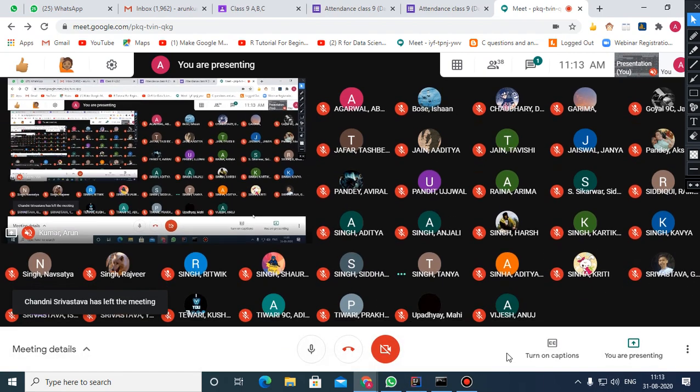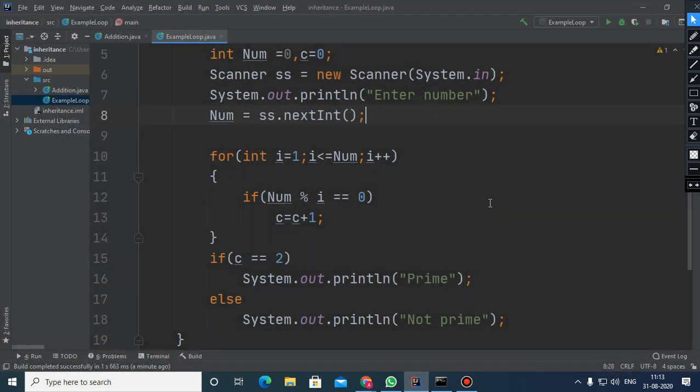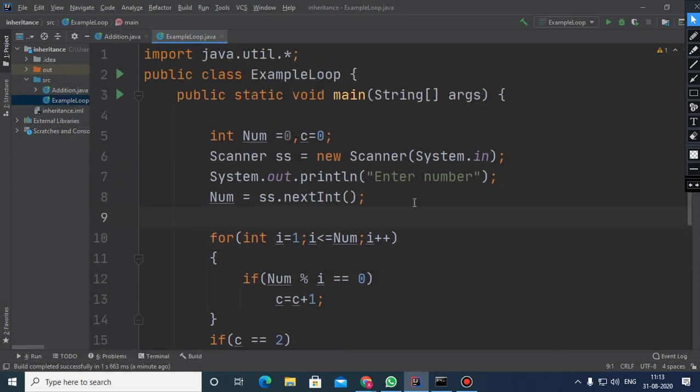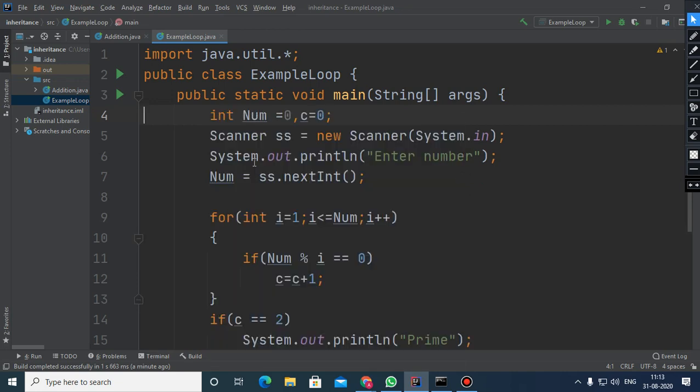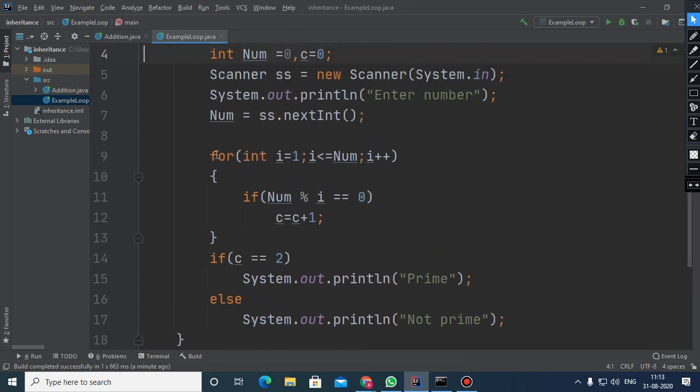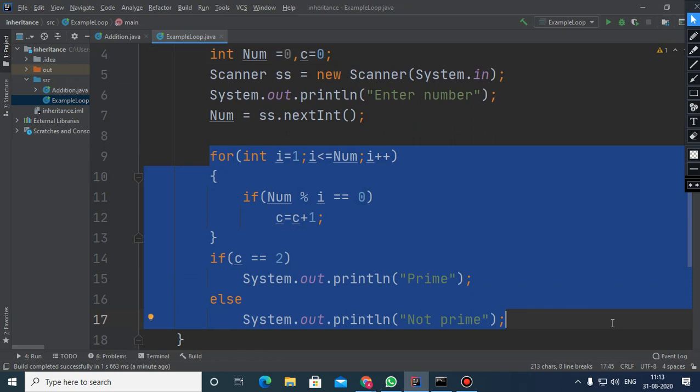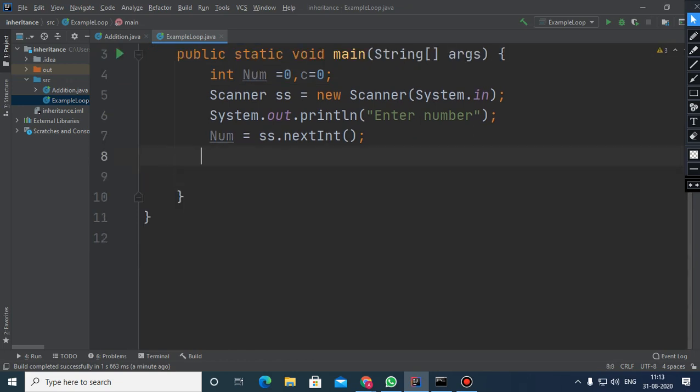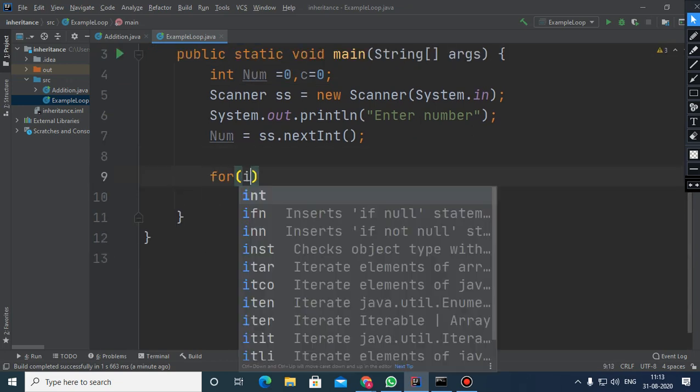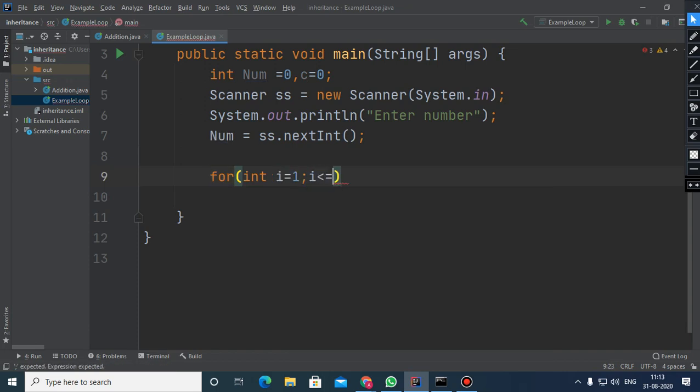Okay, now children, a few more examples we are going to practice. But before that, I would like to tell you some jump statements. So first of all, see, children, here consider this num, and this loop starts from 1 to num.